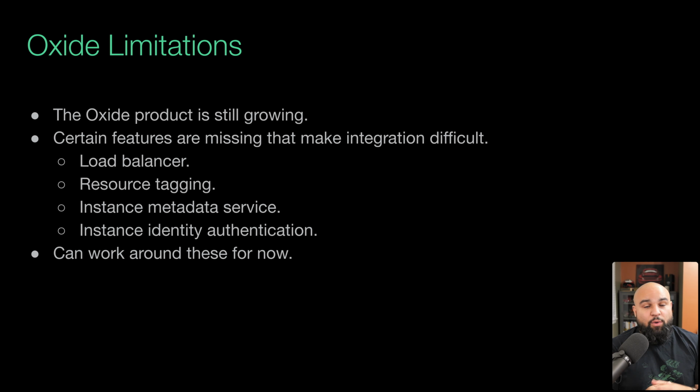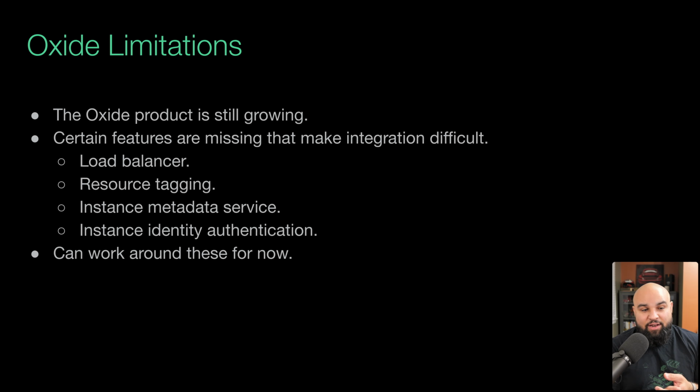For example, we don't have a load balancer in the product, and I already mentioned that. So that means I can't implement the load balancer controller without doing something kind of hacky or outside the beaten path. There's no concept of resource tagging. Kubernetes clusters on cloud providers tend to make use of resource tagging to isolate cluster resources from one another in the same sort of shared environment.